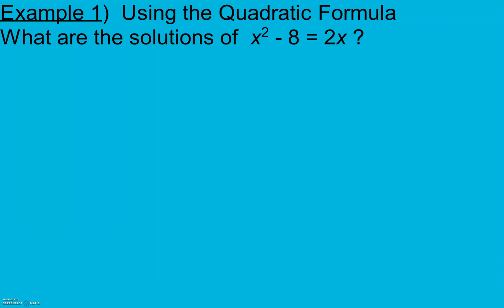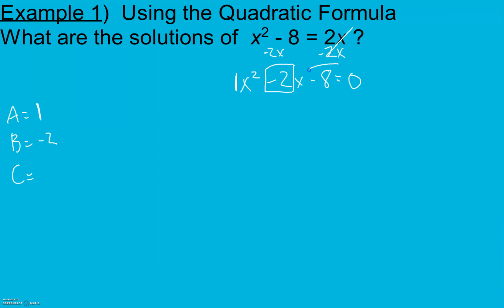Okay, so in example 1, we're going to use the quadratic formula. Just like when we solved before, I want to get it set equal to 0 and in standard form. So x squared minus 2x minus 8 equals 0. Now we're going to pick out our a value, our b value, and our c value. Our a value is always the number in front of our x squared. Here it's a 1. Our b is always in front of our x. Here it's a negative 2. And our c value is always our constant. Here, negative 8.